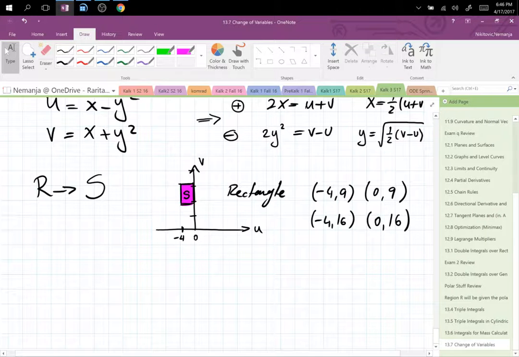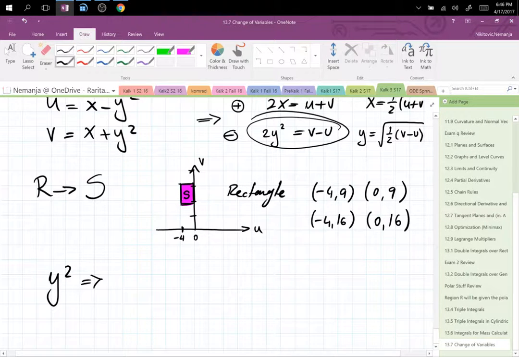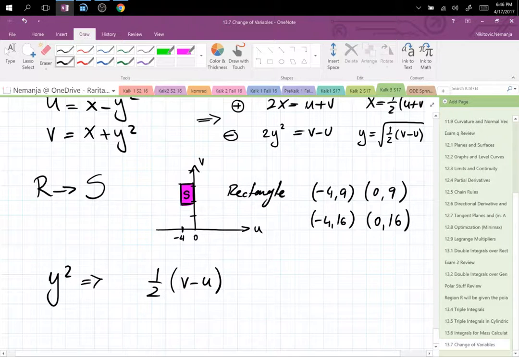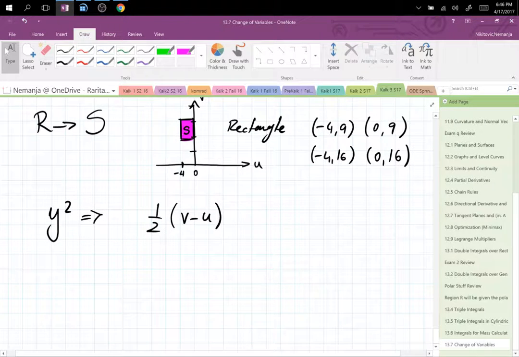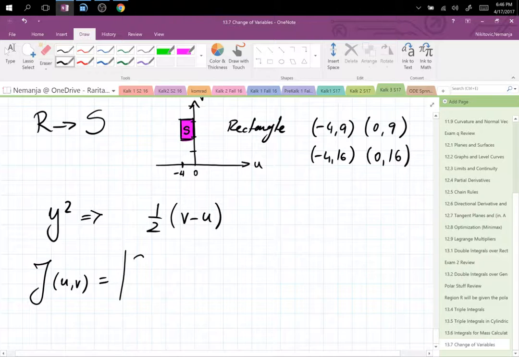Transform our y squared. Well, y squared is clearly what? You have it here, right? Yes, 1/2 v minus u. And now Jacobian. Partial x, partial u, partial x, partial v, partial y, partial u, partial y, partial v. Awesome. Go.